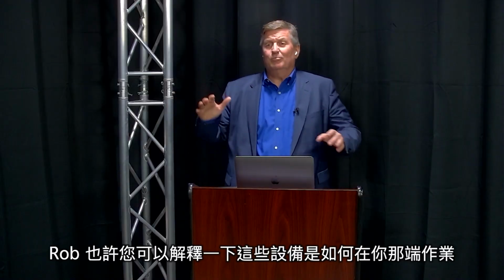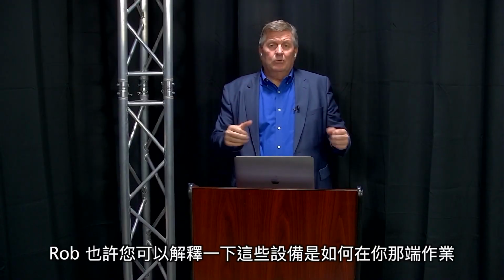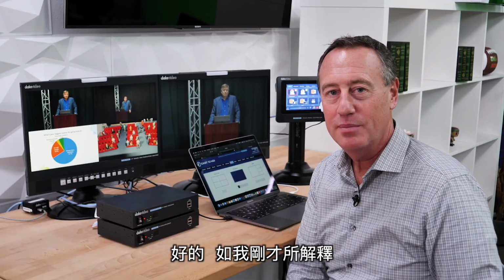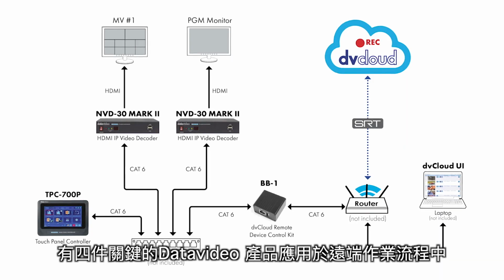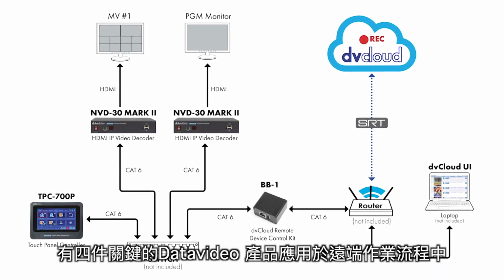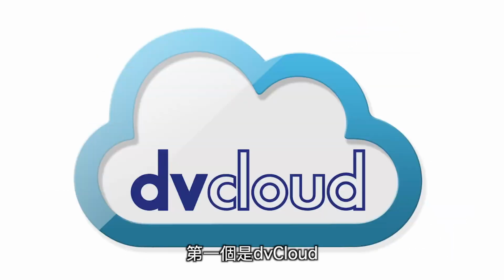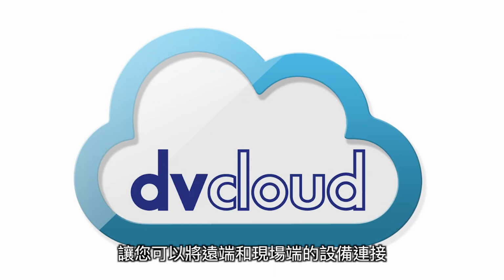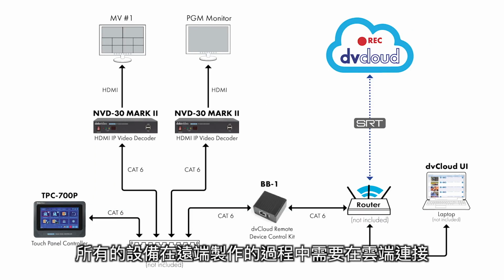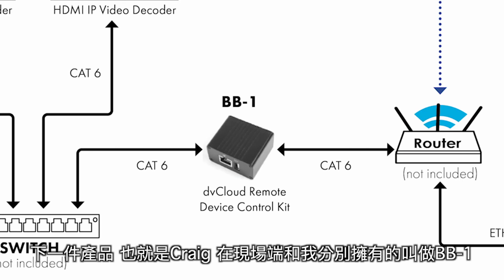So maybe, Rob, you can explain all the gear in a little more detail about how you're doing it on your end of the deal. Yeah, as I explained before, there are really four key Datavideo products to make this entire remote production workflow work. The first one is the dvCloud. It's a cloud subscription service, and what that allows you to do is connect the remote site and the venue site, all the equipment that you have to do this remote production, in the cloud.